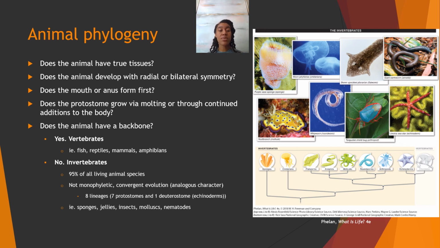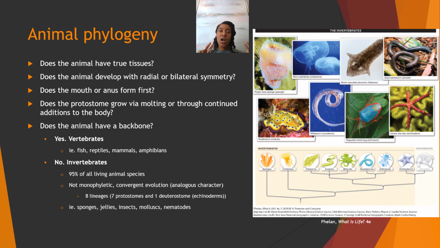And invertebrates make up 95% of all animals on Earth. So the vast majority of animal species are invertebrates. And this includes sponges, jellies, insects, mollusks, and nematodes. But the term invertebrate does not represent a monophyletic group. So their shared common ancestor is not a recent shared common ancestor. You have to go very, very far back to find a shared common ancestor among all invertebrates. So the term invertebrates includes 8 lineages of different organisms, including 7 protostomes and 1 deuterostome.